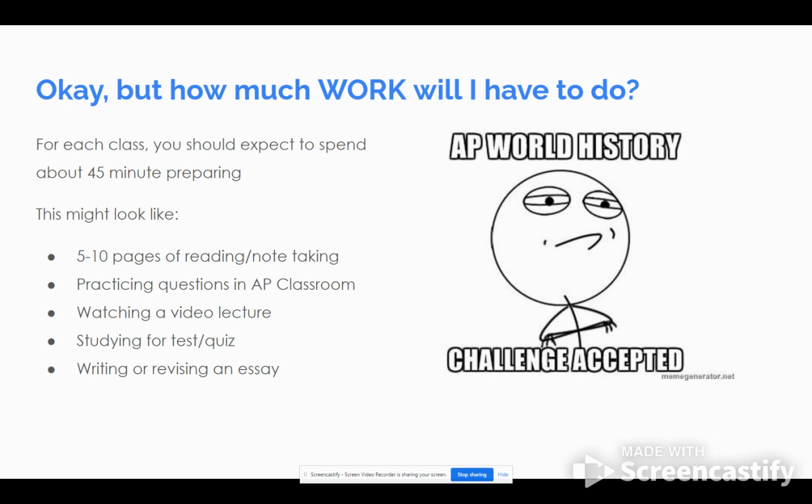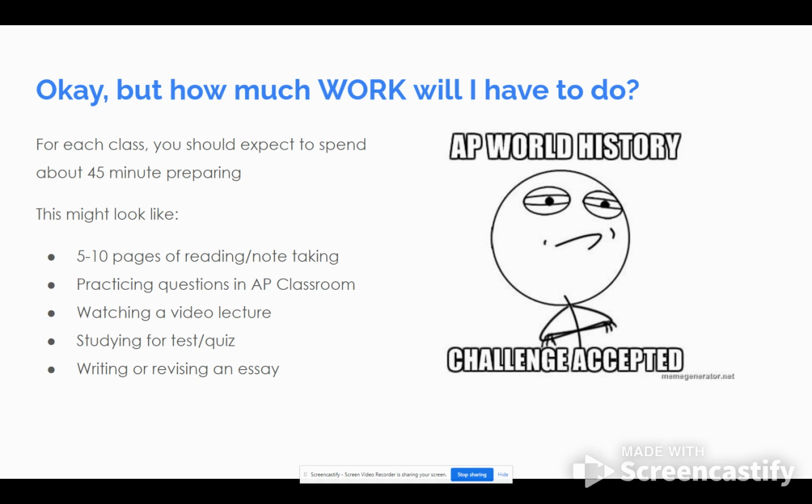So at this point, having told you about the class, the question you probably have is, well, how much work is involved? How much work will I have to do for this class if I decide to take AP World History? Again, we move at a little bit faster of a pace than an honors or a regular World History 2 class. So for each class, I usually tell my students 30 to 45 minutes outside of class preparing. If I saw my students on Wednesday, by Friday, they're going to probably spend about 45 minutes getting ready for the next class.